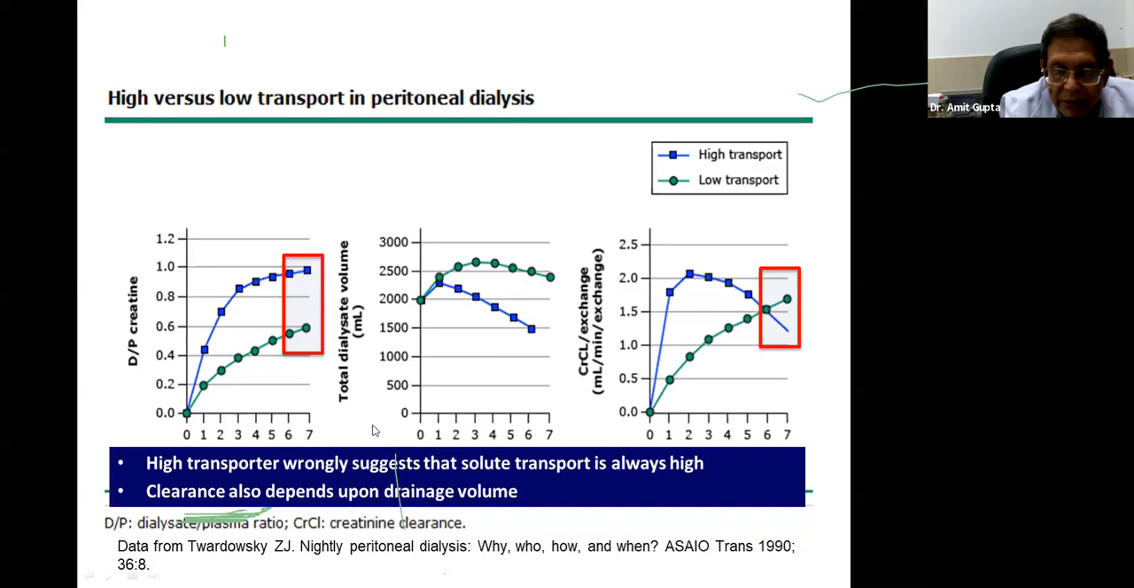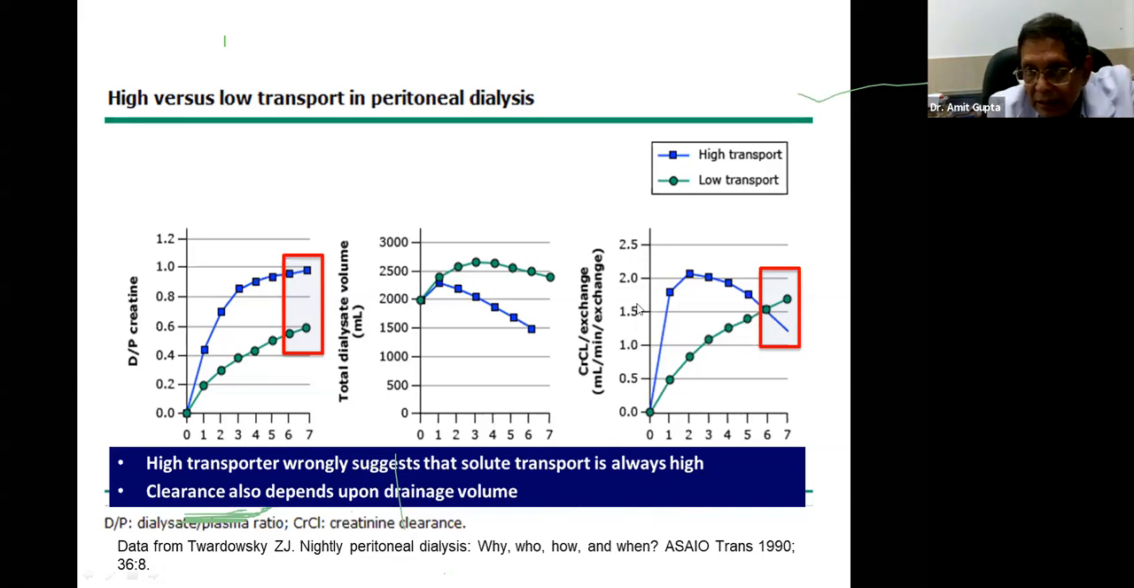So high transporters, again, the other thing to remember is that if you have a high transporter who has this fluid for a long period of time, although his solute clearance, as I mentioned earlier, is better as compared to low transporter, if you keep the fluid in for a long period of time, these small solutes will start getting reabsorbed into the body, and the clearance of small solutes will fall if your fluid is in the abdomen for a period of more than 4 to 5 hours. So clearance again depends on the drainage volume. Because the drainage volume comes down, the clearance will also come down.